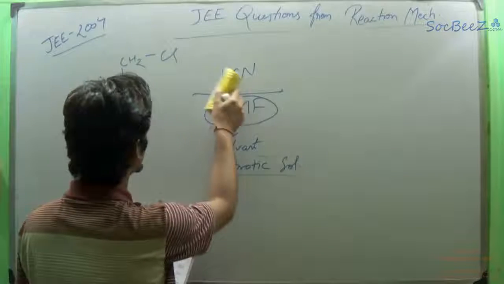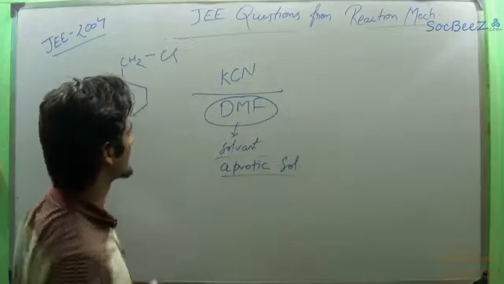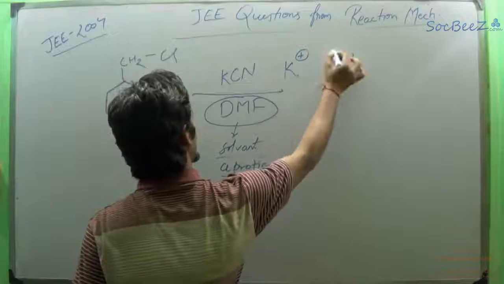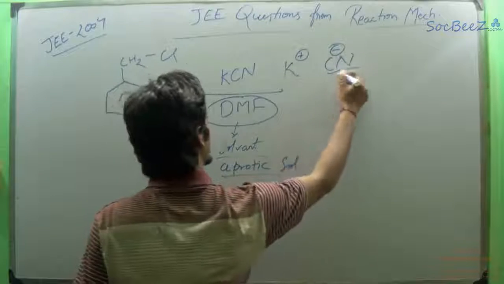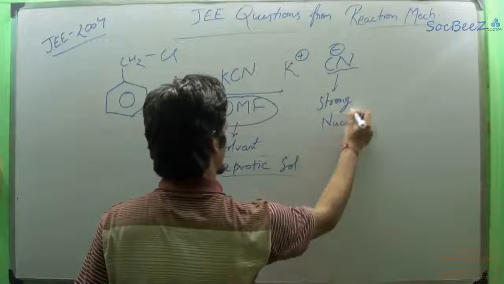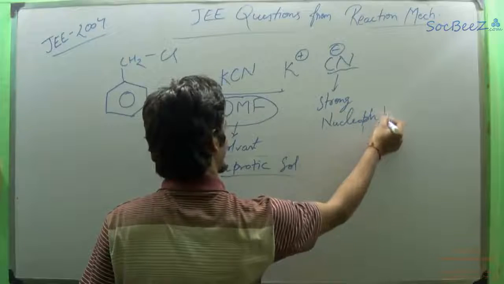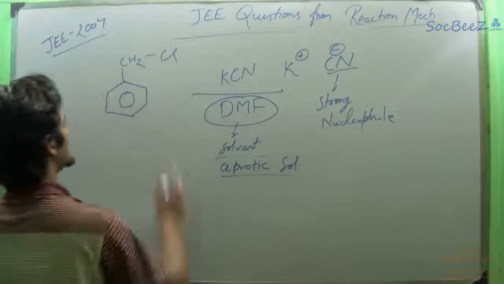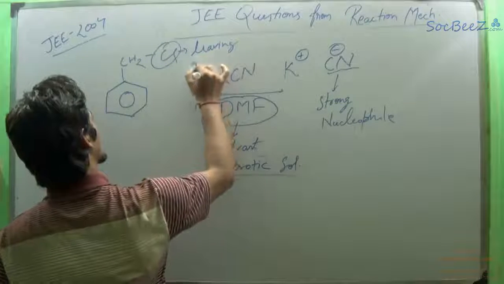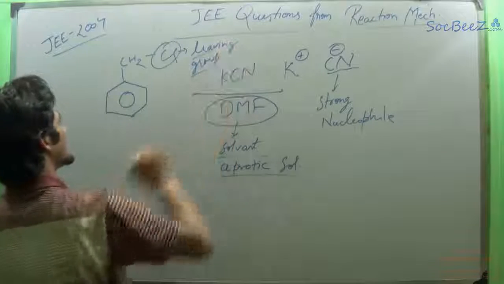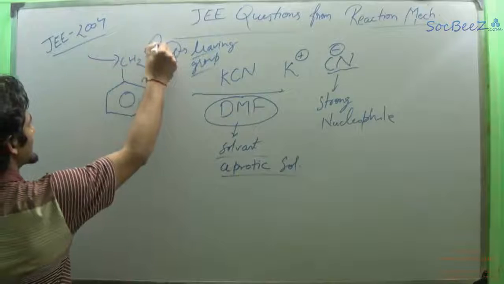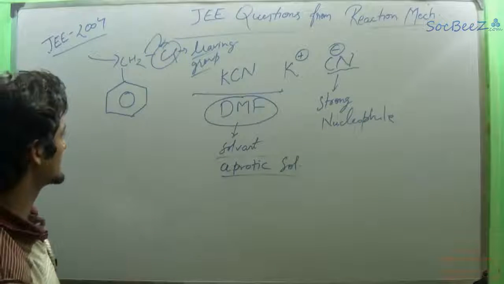So we have to understand what will happen now. KCN can be understood as K plus and CN minus. CN minus is a very strong nucleophile, and this Cl is a leaving group. So it's a very straightforward reaction. This CN minus will come and attack here. There will be a backside attack, and this Cl will leave.